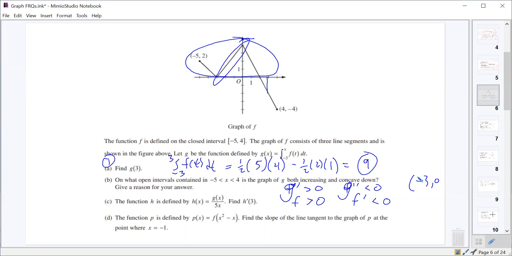Oh, f prime is negative. I should probably read this thing better. Sorry, somebody pointed it out to me. I said f prime needs to be negative. That's these intervals. -5 to -3, and 0 to 2. I was looking for when it was positive for some reason. Everybody get there with part B? That's worth 2 points.